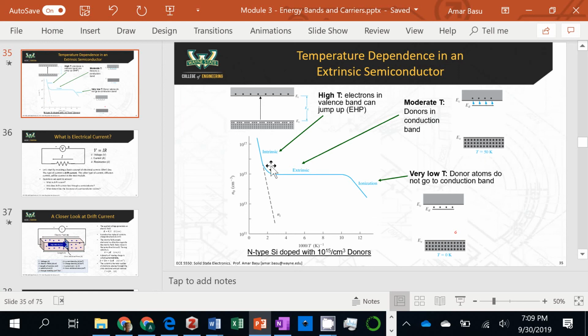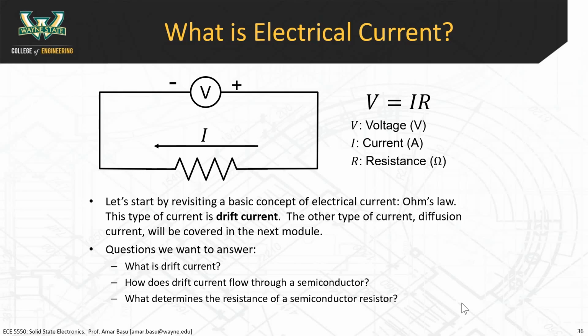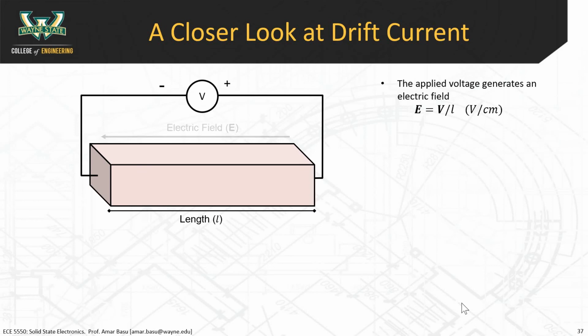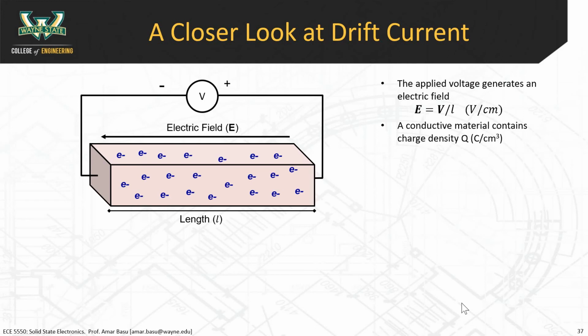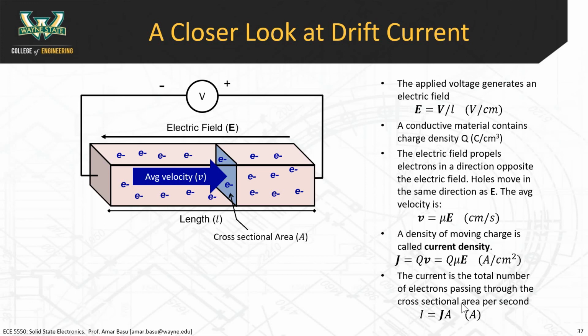So that's a stopping point for today. What we'll do next time is start to talk about electrical currents, revisiting circuits 1 and electromagnetics, where we take a closer look at drift current. We say, okay, we're putting a voltage over a semiconductor material. We get an electric field, and there are electrons and holes, and those electrons start to move when you apply a voltage. The speed is due to the electric field and mobility, and then you can calculate current density, and eventually you can calculate the current.